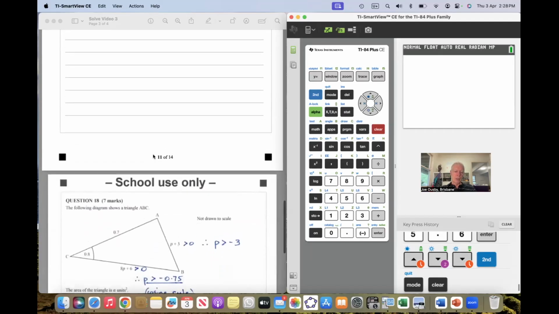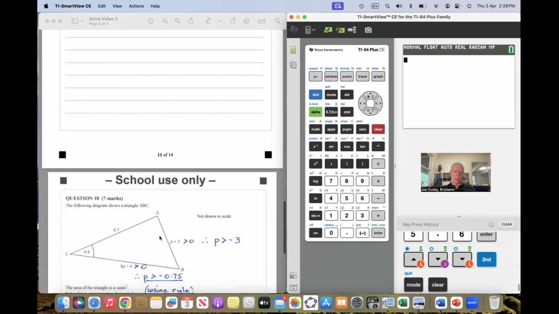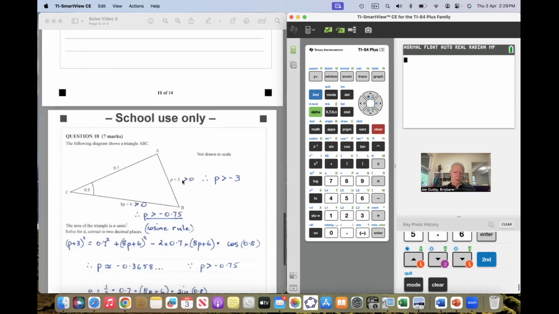Now, initially, as I started this question, I didn't write as I did on the diagram that P plus 3 was greater than 0 and therefore P was greater than -3. And I didn't write this either, that 8P plus 6 had to be greater than 0. It was the side of a triangle, and therefore that meant that P was greater than -0.75. I didn't do that initially. I actually came back to do that when I realized what was happening.